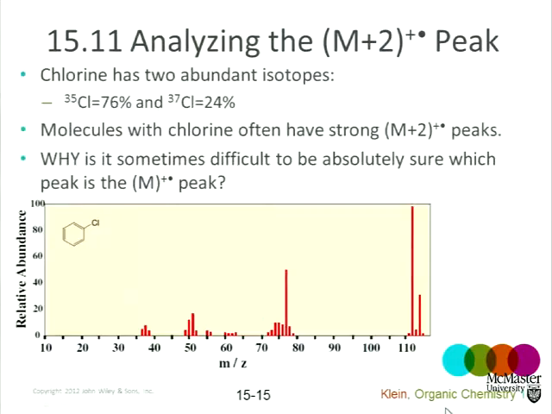In fact, many molecules have isotopes. Fluorine is one. Here's a question. I've got an alkyl halide. How do I tell whether it's a chloride or a bromide?